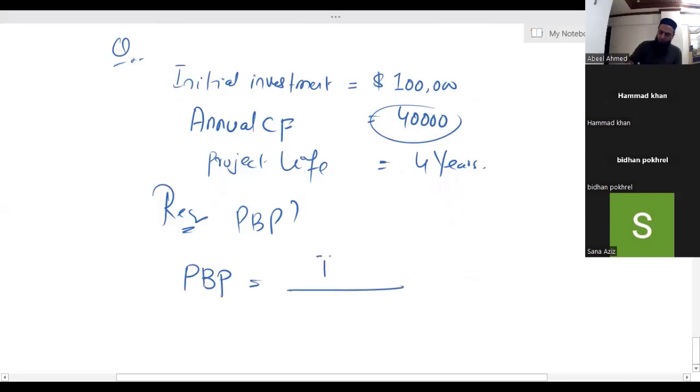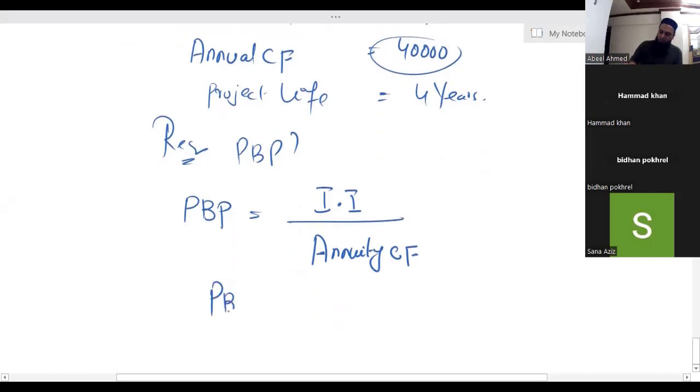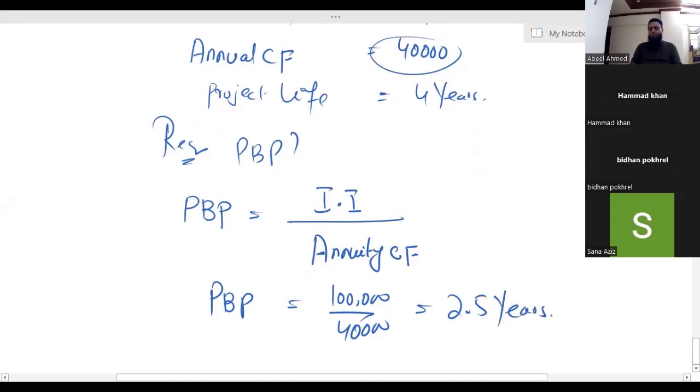Payback is equal to initial investment divided by annuity cash flow. It means investment is 1 lakh. We are recovering 40,000 every year. So it will take 2.5 years to recover the entire investment. But this is only applicable, number one, if the question is of simple payback period, and second, you have been given annuity cash flow.